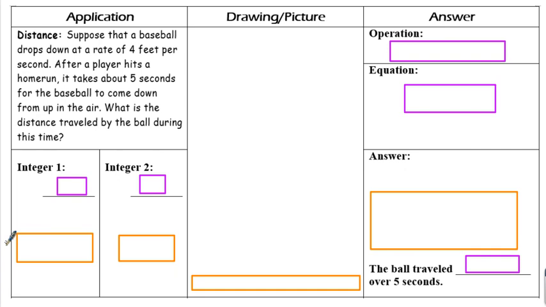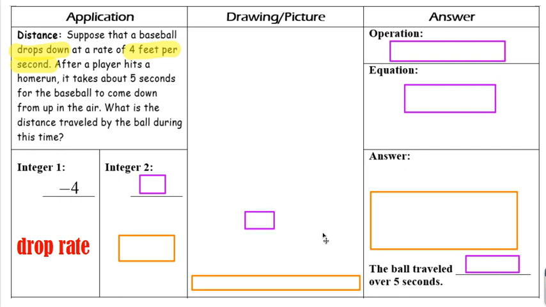Okay, otherwise, let's take a look at it and identify the integers. So we're looking at a baseball falling at a rate of 4 feet per second. And we're looking at 5 seconds. So for our first integer, the ball is dropping down at a rate of 4 feet per second. Dropping, you would assume, is a keyword for negative, right? So our first integer would be negative 4 feet per second.